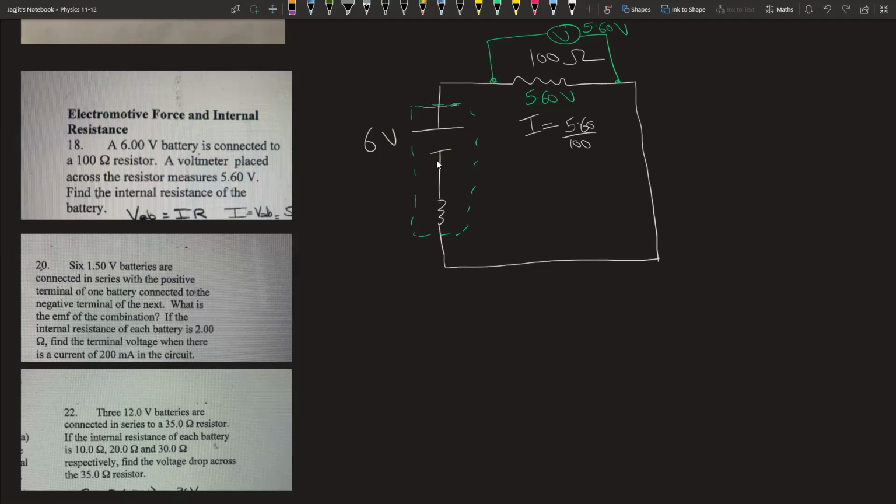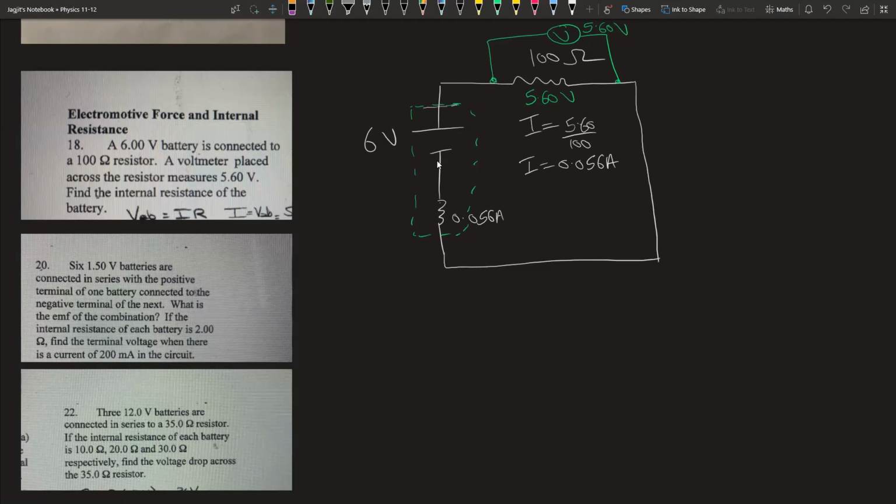5.60 divided by 100 is 0.056. So the current that passes through that resistor is 0.056 amps. That's the same current which is going to pass through this, right? Because it's in the same series. So that's the same current that passes here.